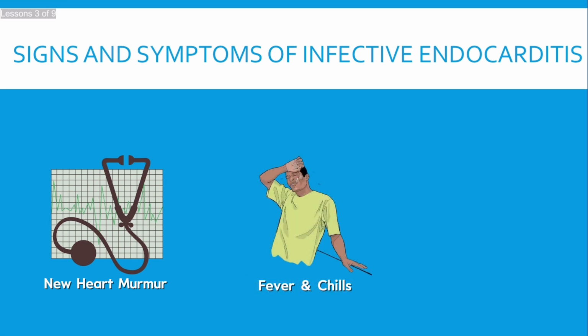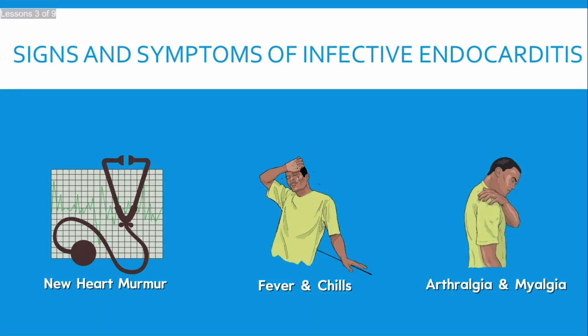Fevers and chills. This occurs when the innate immune system releases pyrogenic cytokines, including interleukin 1, interleukin 6, and tumor necrosis factor alpha, which have a systemic effect that triggers a fever.